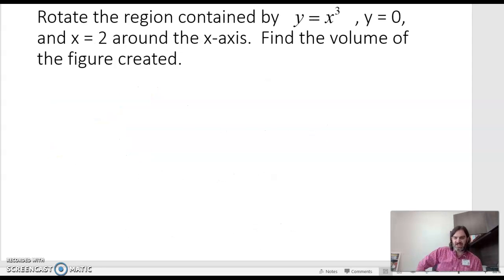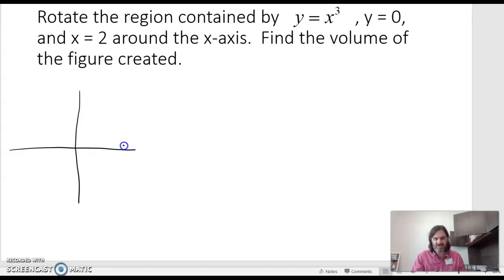Rotate the region contained by y equals x cubed, y equals 0, and x equals 2 around the x-axis, and find the volume. So let's draw ourselves another picture. So I'm going to give myself an XY grid, maybe not the best here. But what do I want? I want x equals 2, which is out here. And I want y equals 0, which is the bottom part. And I'm going to go around the x-axis so I have my region.